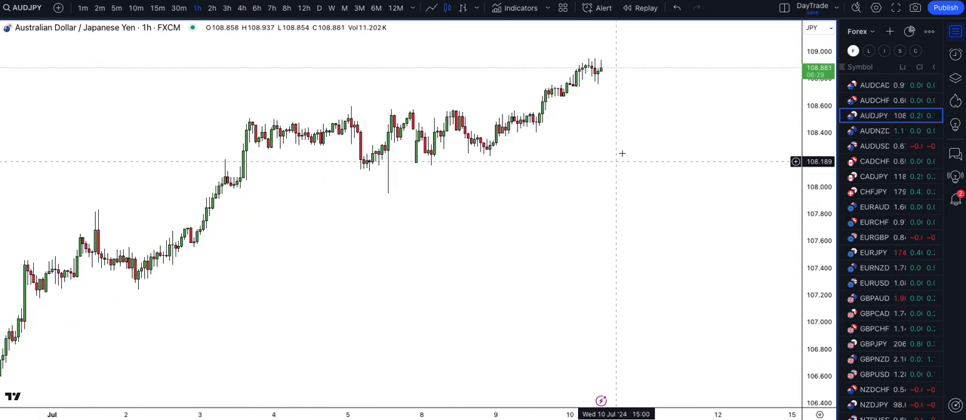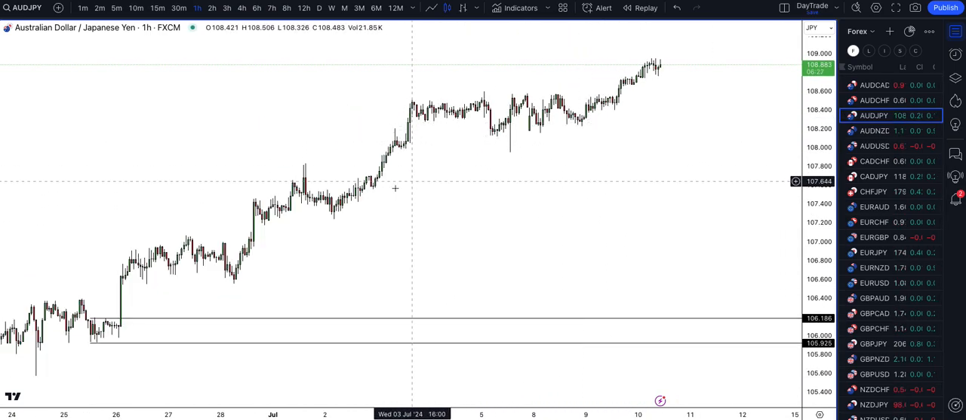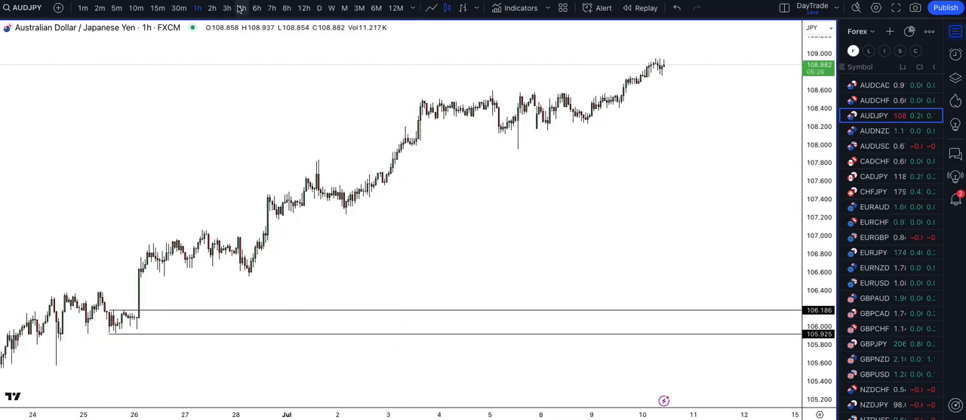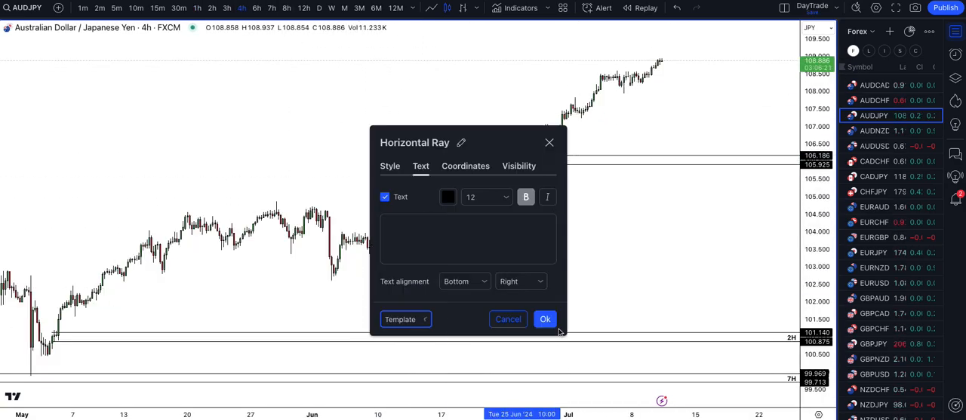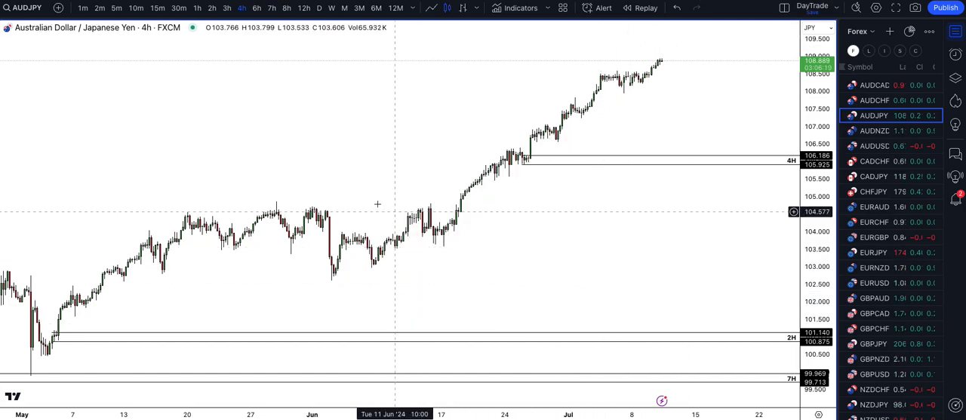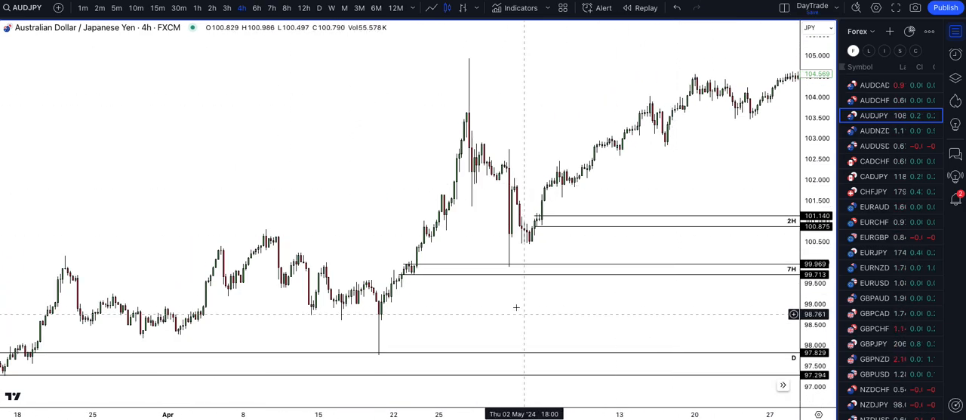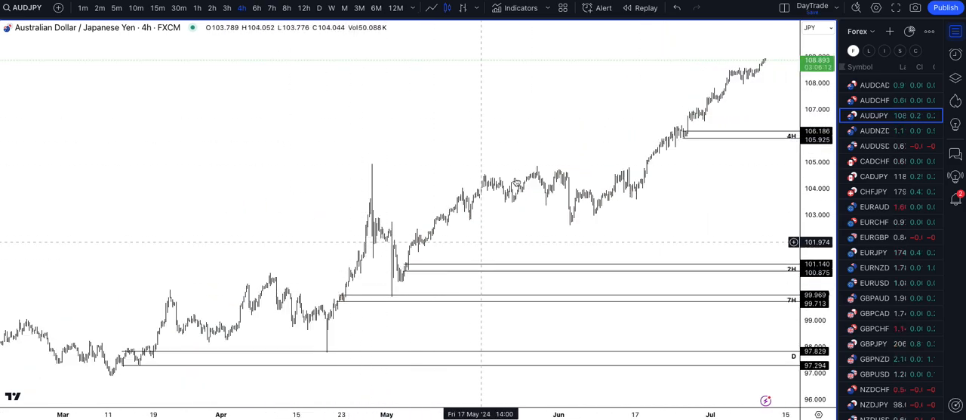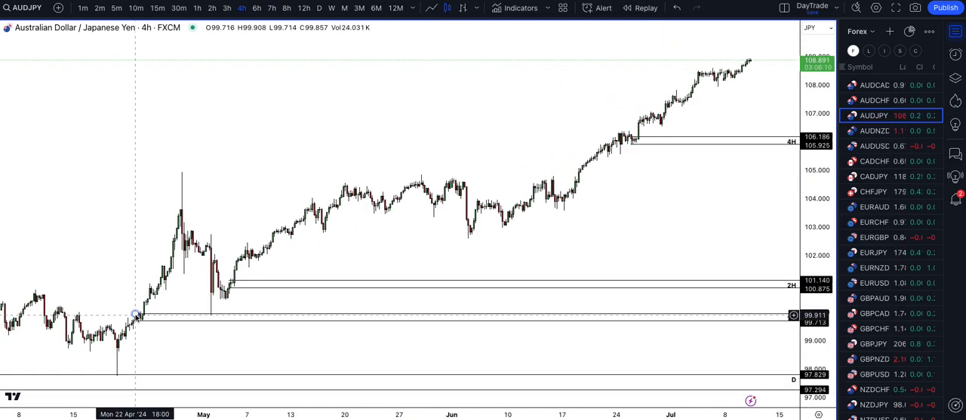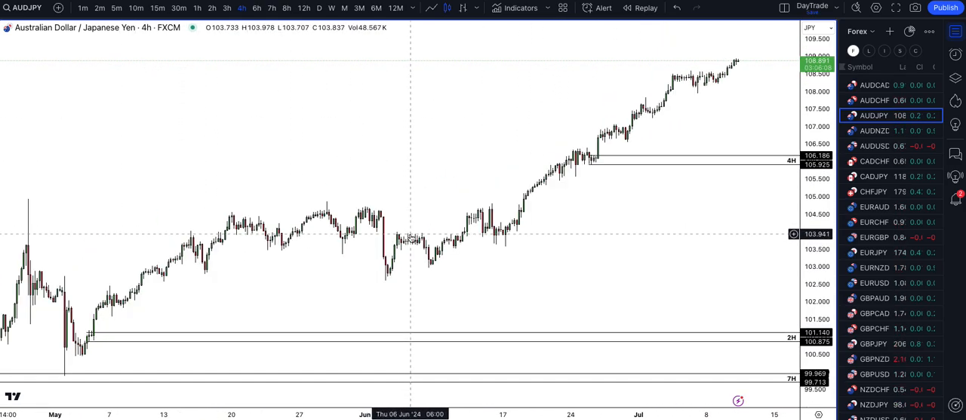So moving on to Aussie yen. Again, there's nothing really here for me to look at. This is a 4 hour zone right here. You can see one of the zones that was actually really, really nice that worked back in May. It basically pinged the market way higher. It's actually a trade I didn't take though. I didn't have that on, stupidly.